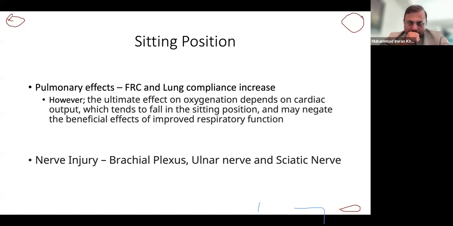Then the next issue that we have in the sitting position is nerve injury. So brachial plexus is at risk for stretch if the arms are inadequately supported. The ulnar nerve may be compressed at the elbow and should be padded. The hips should be flexed no more than 90 degrees, and the knees should be slightly flexed to prevent stretch injuries of the sciatic nerve.